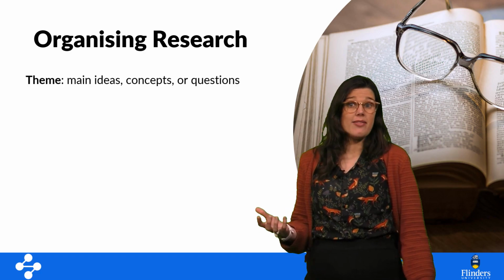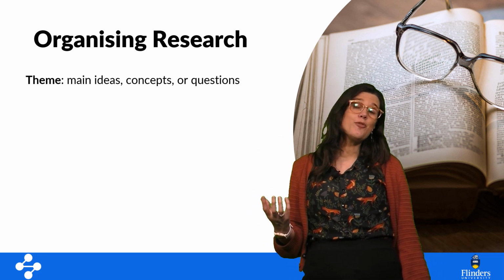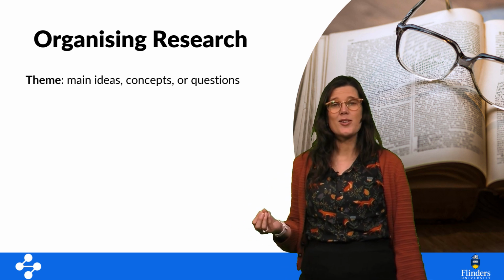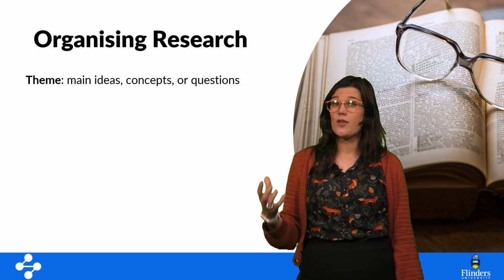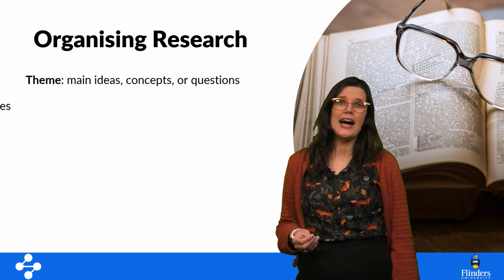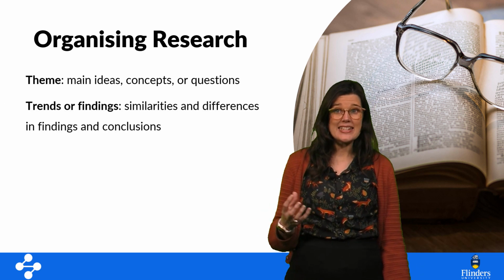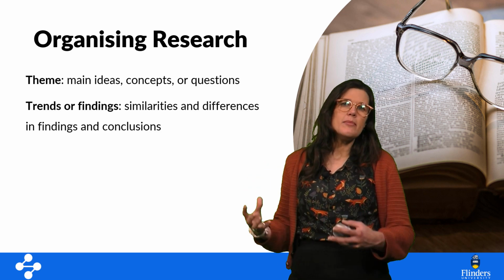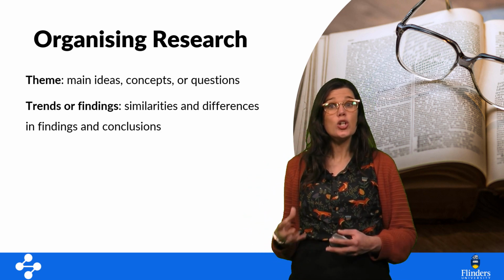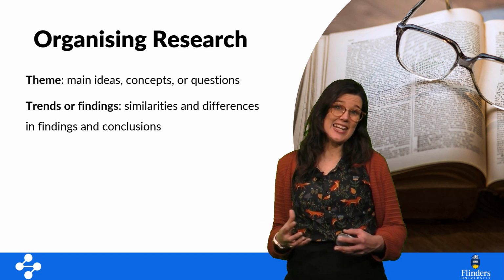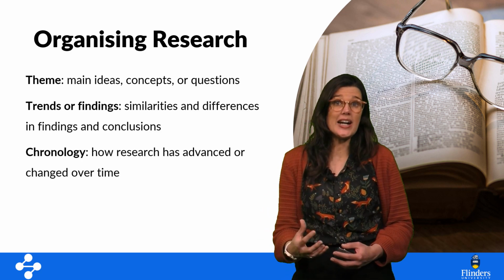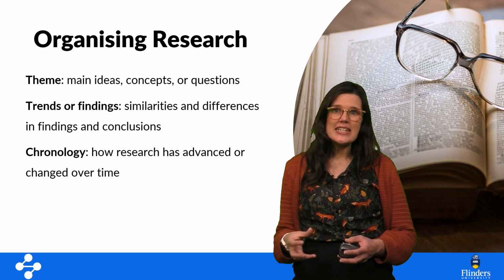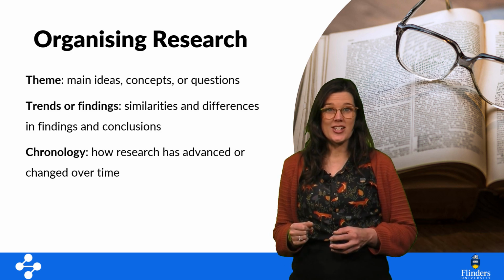The first way is by themes. So you might look at identifying the main ideas, concepts, or questions that you keep coming across in different studies. Where do these overlap? Where do they differ? It might be by trends or findings. So looking out for studies that all come to similar or quite different conclusions to each other. Or you might consider how findings have changed over time. Pay attention to similarities and differences, particularly where studies disagree with each other.